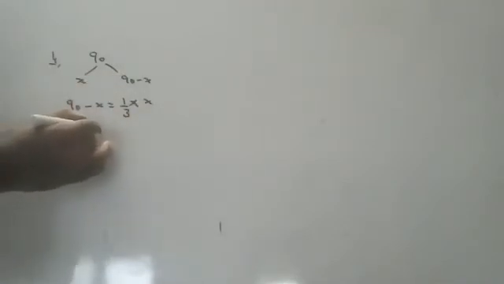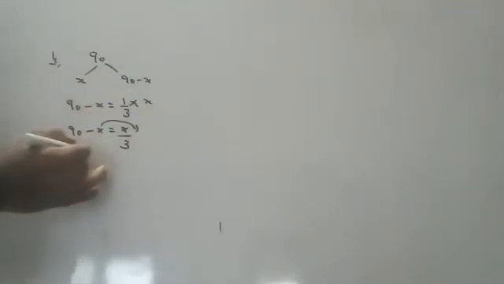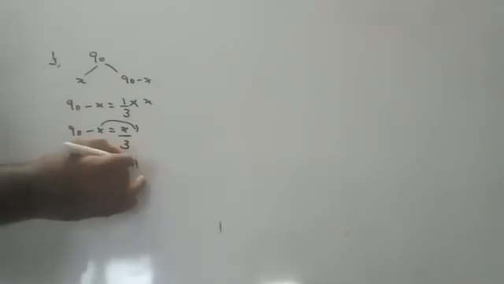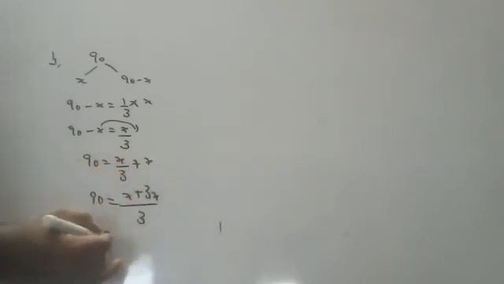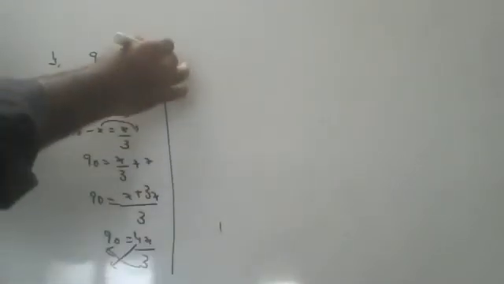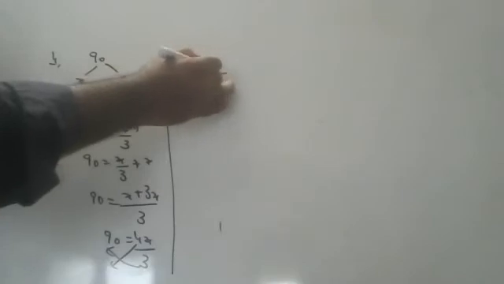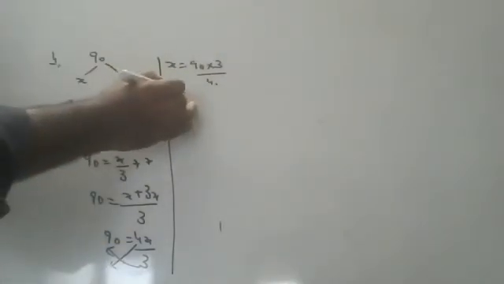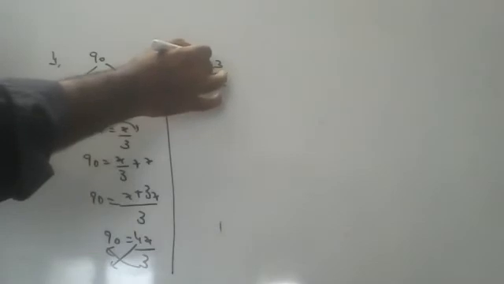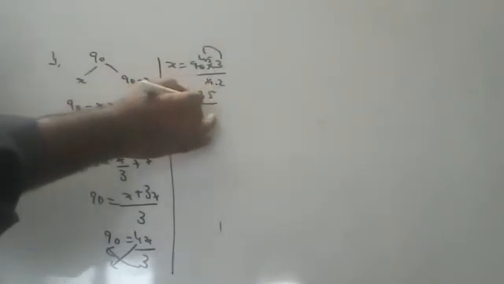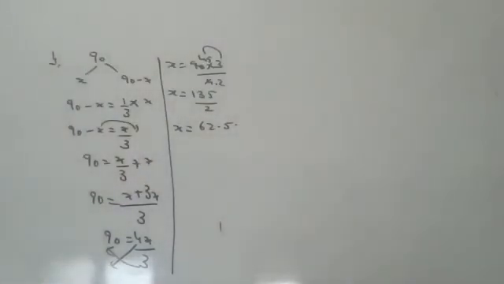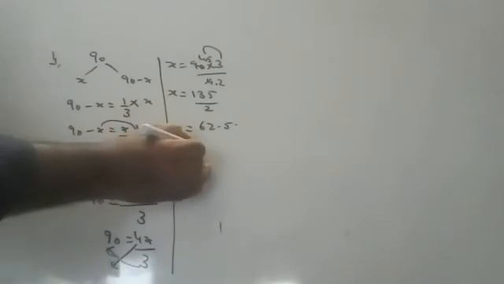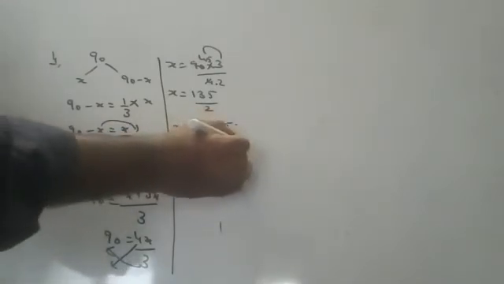So 90 minus x is equal to x by 3. Bring x here, children. 90 is equal to x by 3 plus x. 90 is equal to, taking LCM 3, x plus 3x, 90 is equal to 4x by 3. Bring 3 up, 4 down, children. So x is equal to 90 into 3 by 4. x is equal to 135 by 2, which is 67.5. If one angle is 67.5, what is the other angle, children? 90 minus 67.5. How much will it be? 22.5.